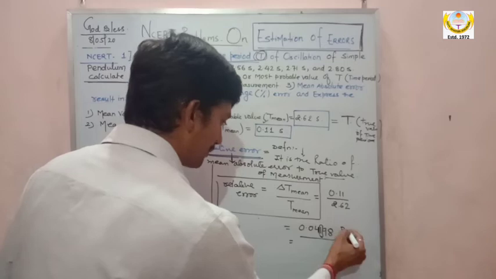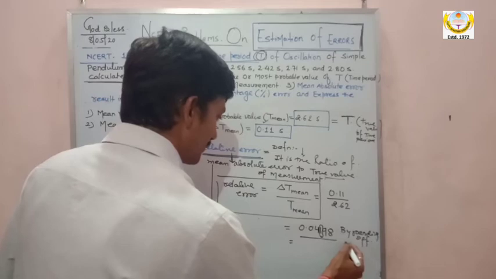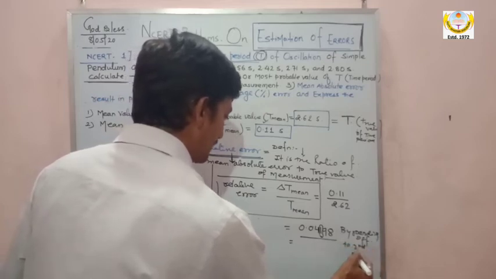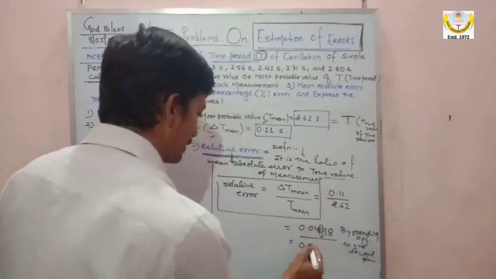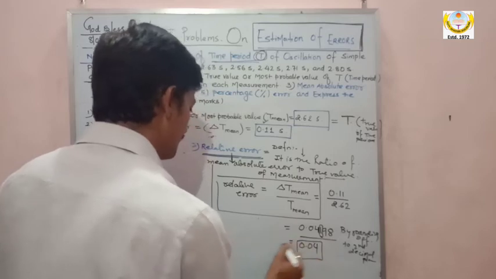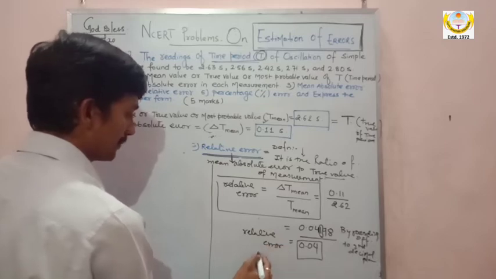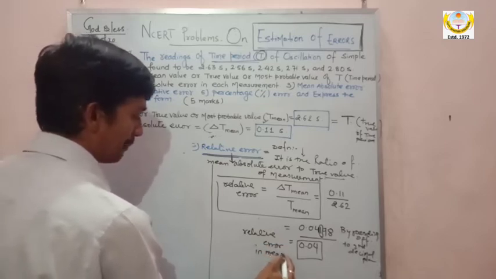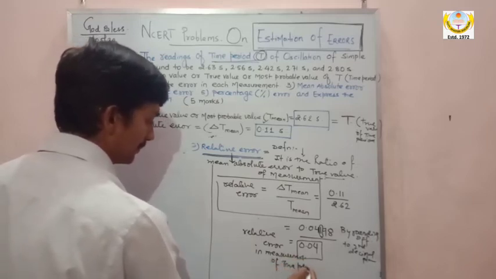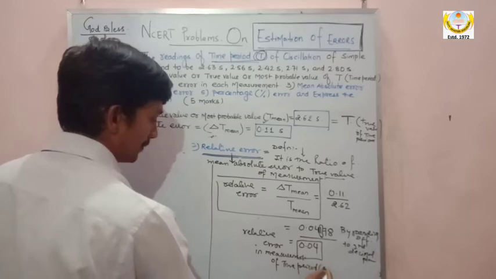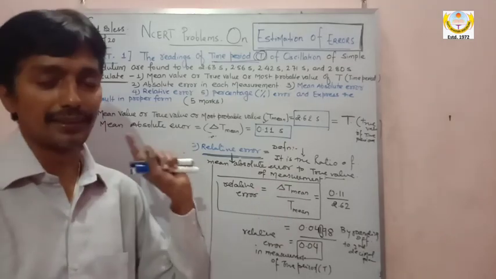So here, by rounding off to the second decimal place, the answer will be, my dear, 0.04. This is the relative error in measurement of time period, and the definition is this.